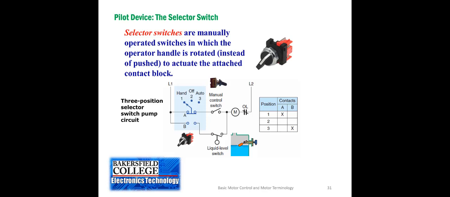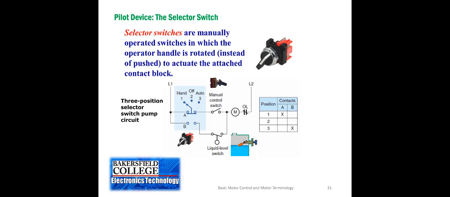So in this case, there are 3 positions. When it's on position 1, contact block A will close. When it's on position 3, contact block B will close. When it's on the second position, the middle position, neither one is connected.